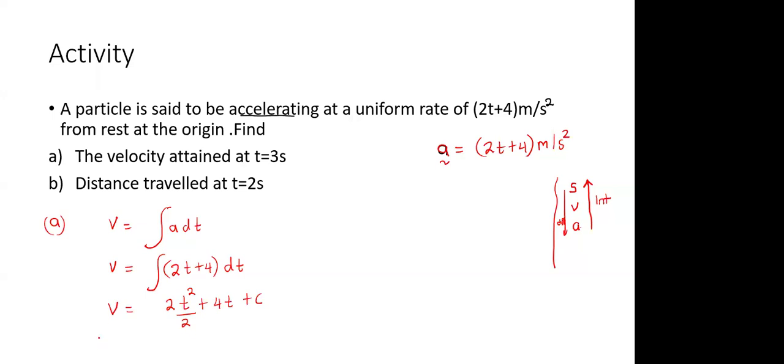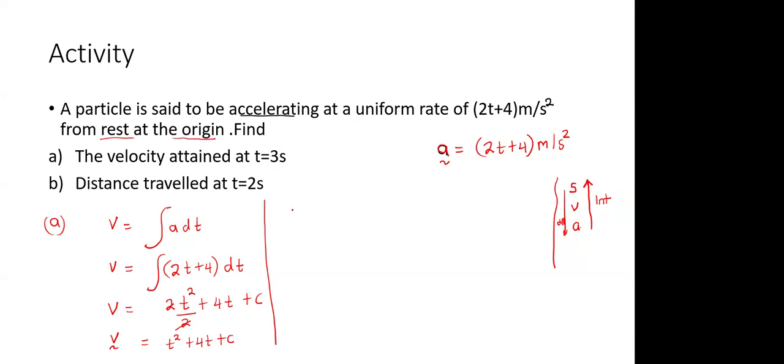Now, what do you take note of? That these 2 and these 2 are going to reduce. So your velocity will equal t squared plus 4t, then plus a constant. But what did the question tell us? The question wanted us to find the velocity at 3 seconds. But they told us that the particle was moving from rest at the origin.